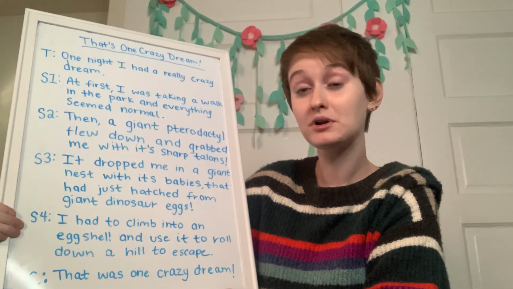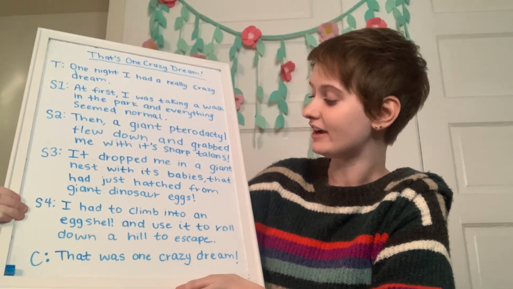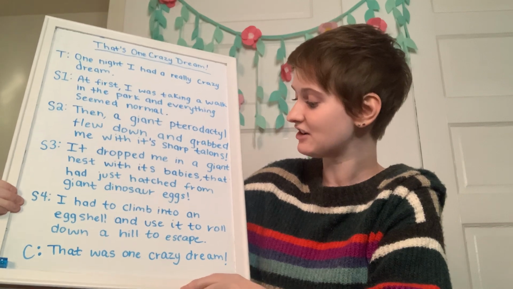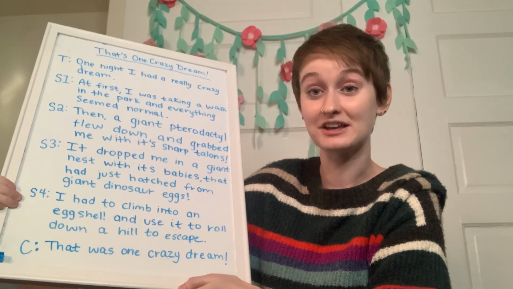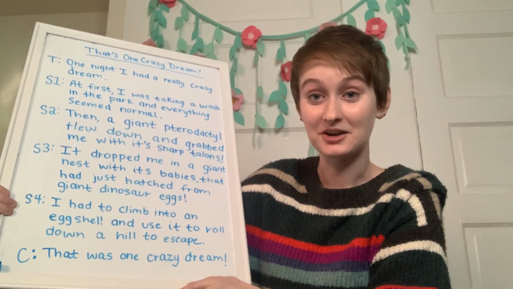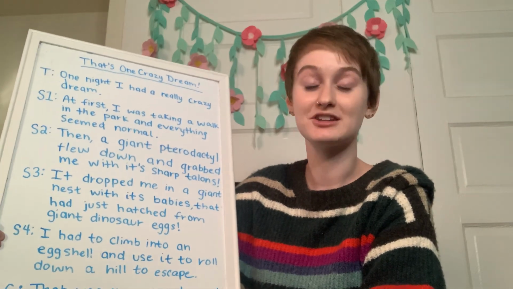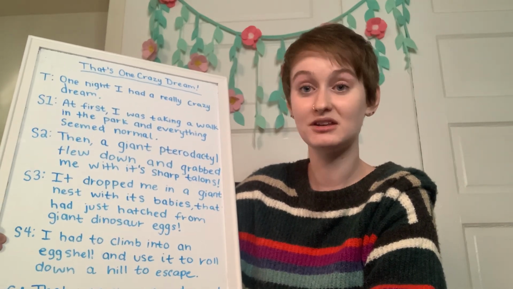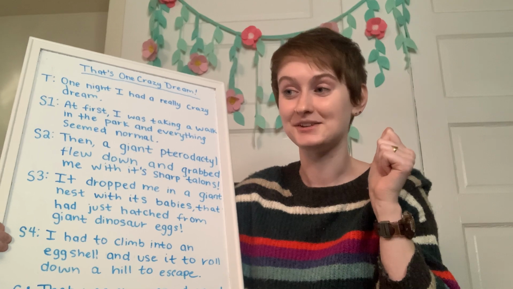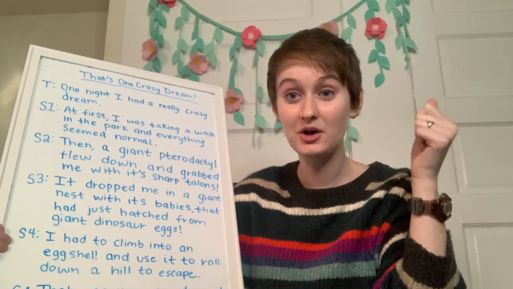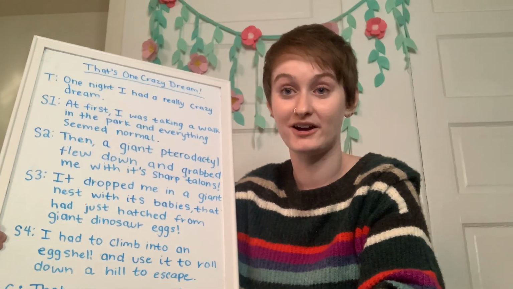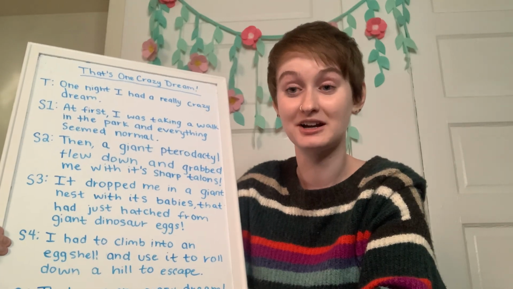So my fourth supporting sentence says, "I had to climb into an eggshell and use it to roll down the hill and escape." So that's what I did. I climbed in one of the shells that the dinosaur babies had just hatched out of, and I used it like a little hamster ball, and I rolled down the hill to get away. And that's how I got away from the dinosaur.